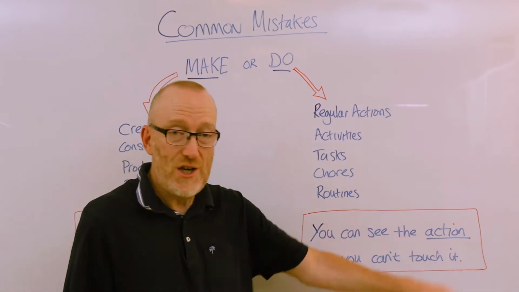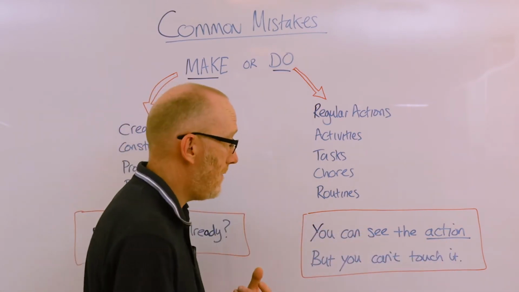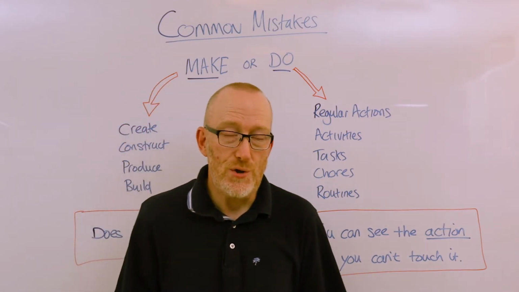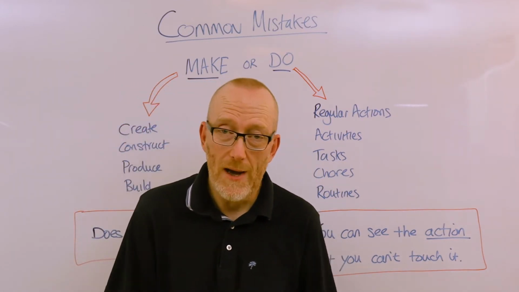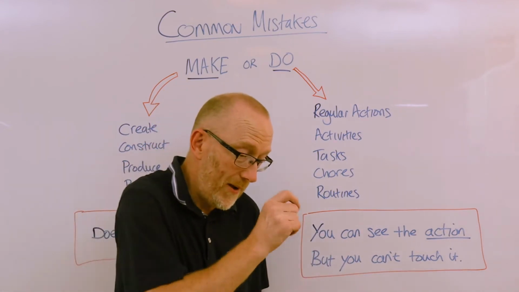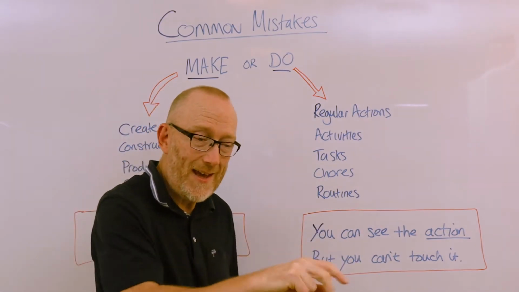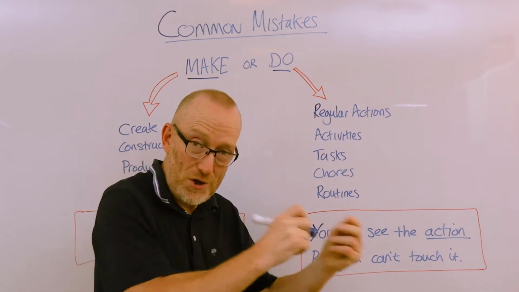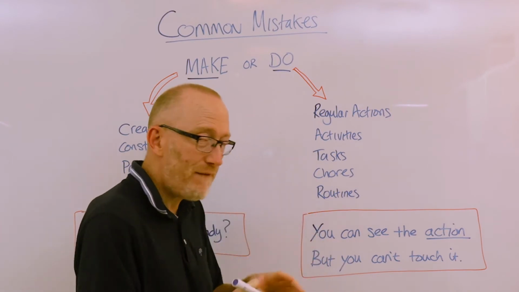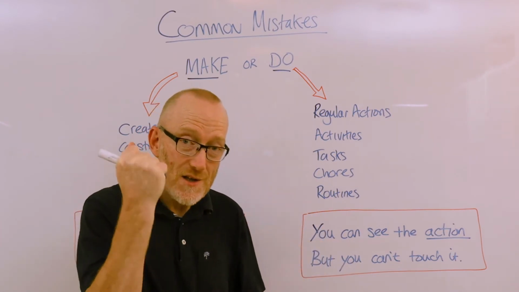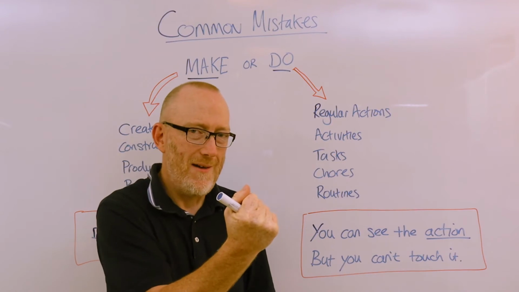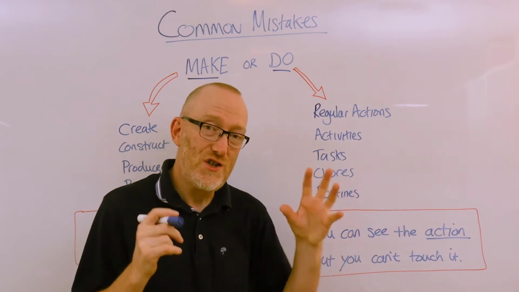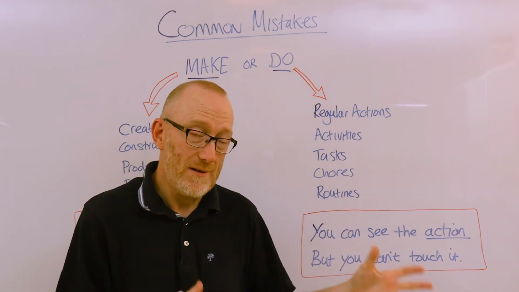So for action here, the action would be, I don't know, let's say for example, to do your homework. Okay, so you might see somebody doing their homework, and you can see them doing their homework, but you cannot touch them doing their homework. It's impossible to actually physically hold in your hand somebody doing their homework. Okay? So you can see it, but you can't touch it as an action, as a thing.